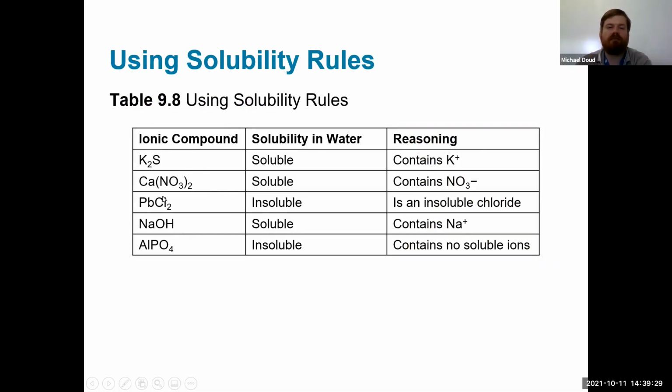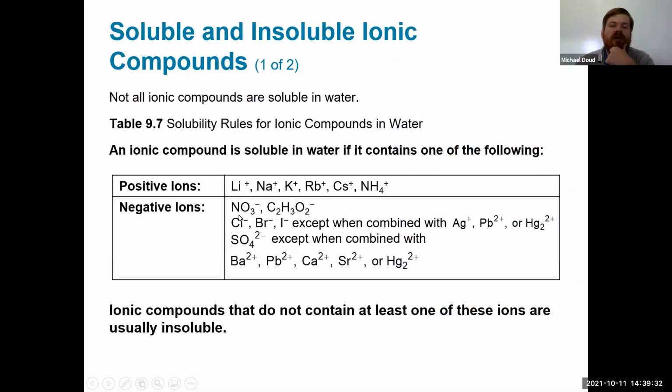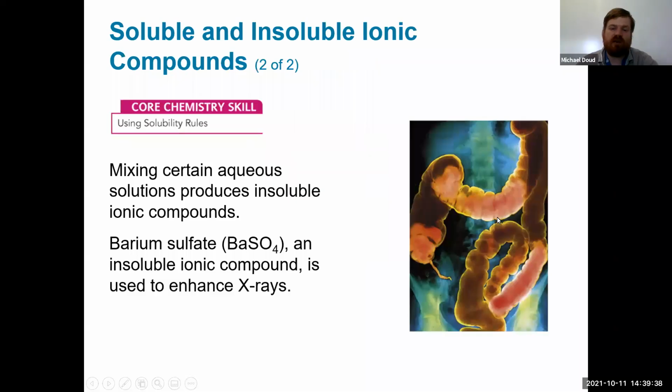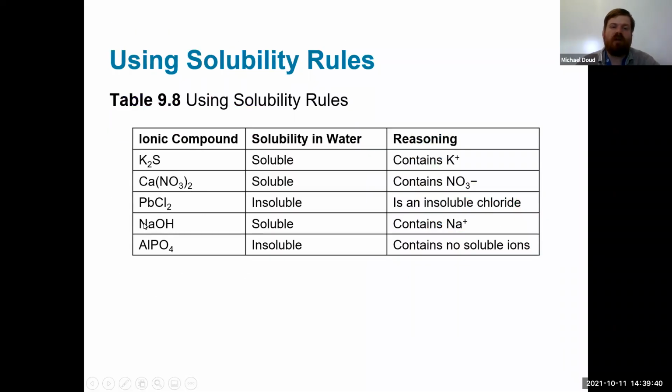How about lead 2 chloride? Well, let's go back here. We know that chlorides are usually soluble, except when combined with lead 2. That means lead 2 chloride is insoluble in water. Sodium hydroxide contains sodium, so it's soluble. And then aluminum phosphate, neither of those are on our chart. So there are no soluble ions, so it's insoluble.